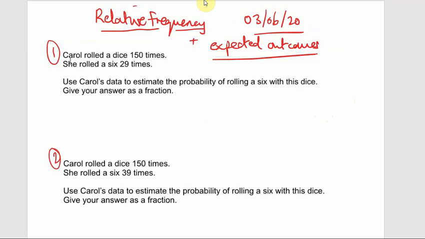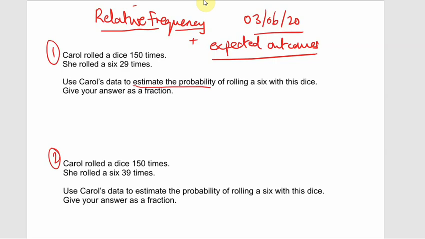Carol rolled a dice 150 times. She rolled a 6 29 times. Use Carol's data to estimate the probability. So when we have an estimate of a probability, that's what our relative frequency is. If we were trying to find an exact probability, we would look at the theoretical probability, and we would expect to roll a 6 on a dice 1 out of 6 times, so a sixth. But that's not always the case. It's quite close. We'd need 30 to get that.